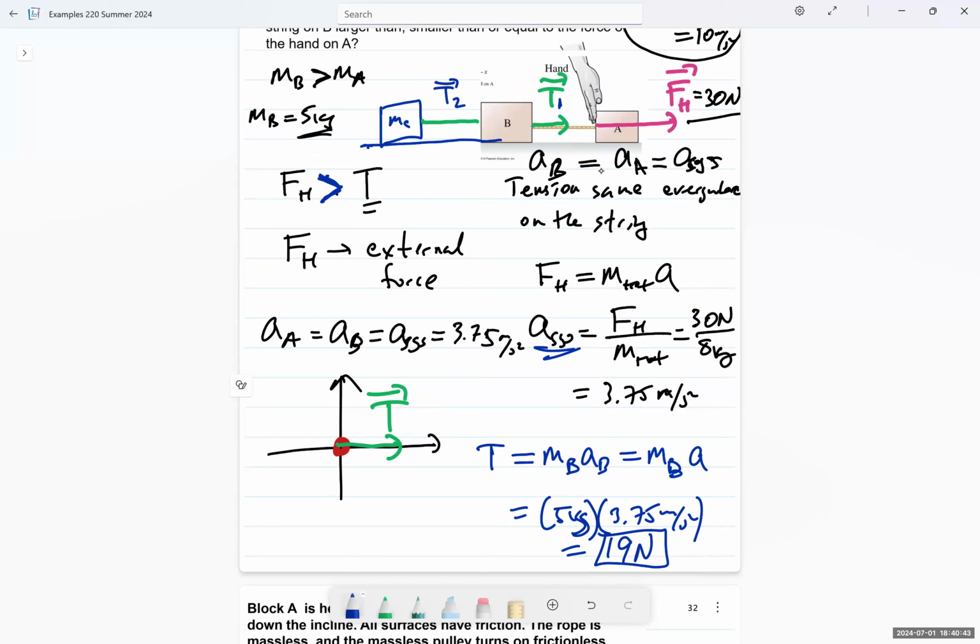So here's my question to you guys. In this case, how would you compare tension 1 and tension 2? Do you think tension 2 would also be 19 newtons, or will it be different, and why? Again, you can speak up, or you can just type it in the chat room.